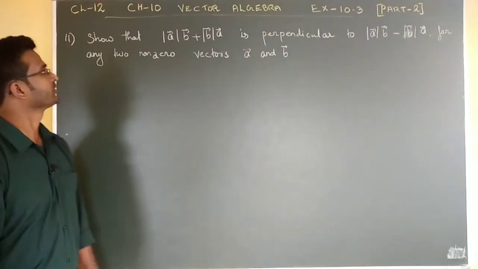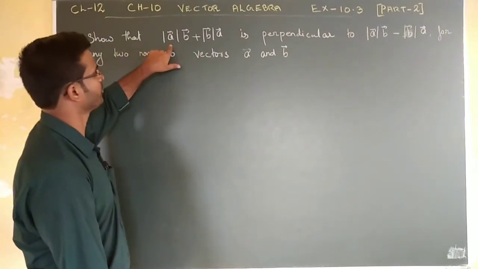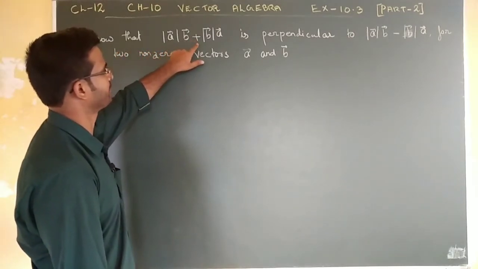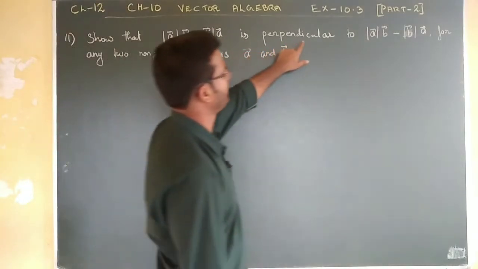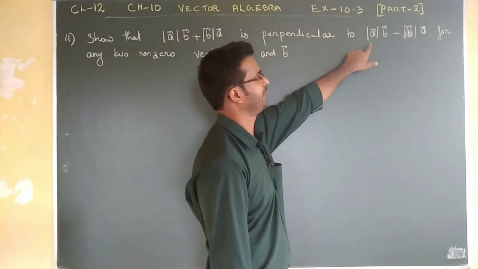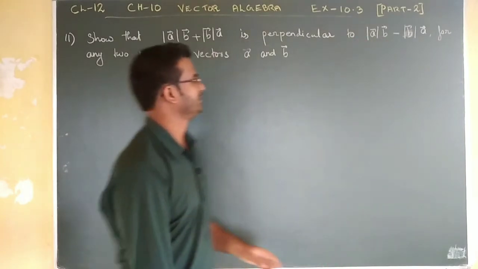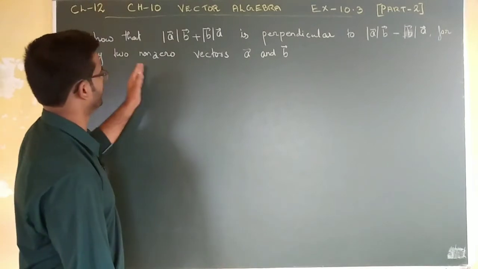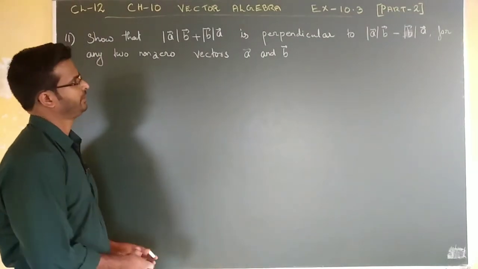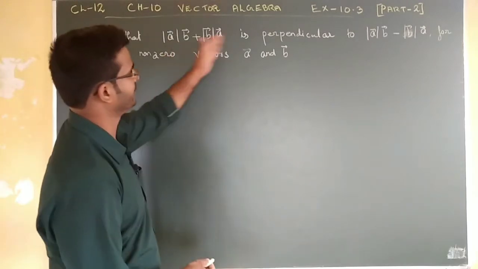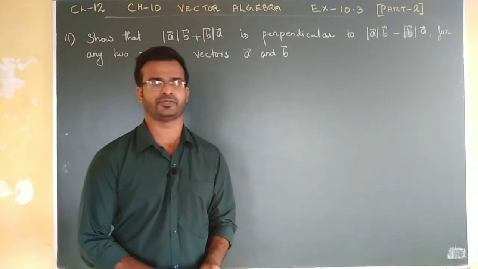Next question, question number 11. Show that modulus of a vector b vector plus modulus of b vector a vector is perpendicular to modulus of a vector b vector minus modulus of b vector a vector for any two non-zero vectors a and b vector. Here two vectors are given, we have to show that both vectors are perpendicular.